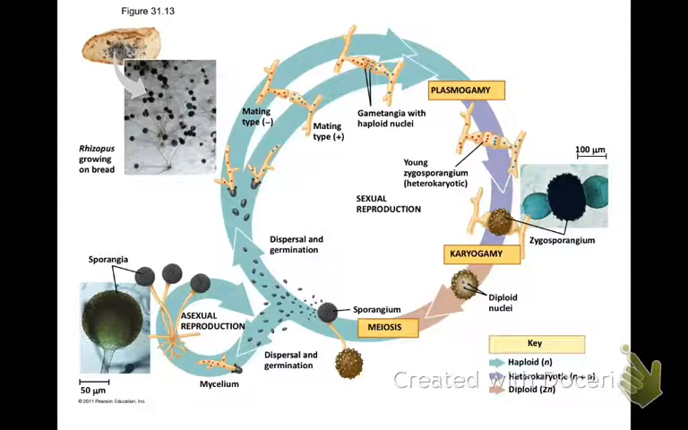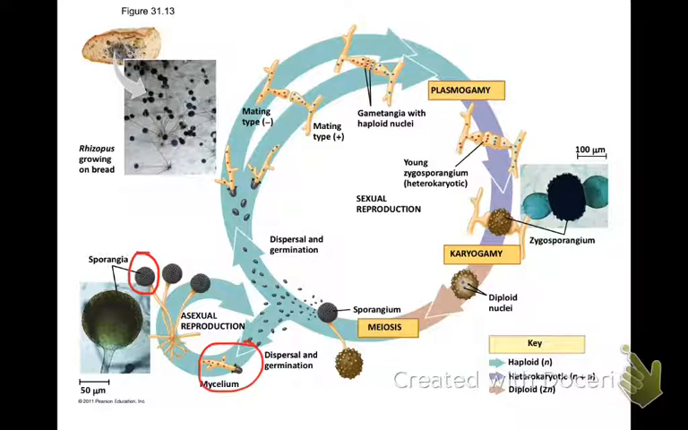So here is the life cycle of a zygomycete, Rhizopus. So the spores will germinate and form a mycelium. In the case of asexual reproduction, those hyphae will put up specialized hyphae, and at the tips you will form a sporangium, which will contain the spores.